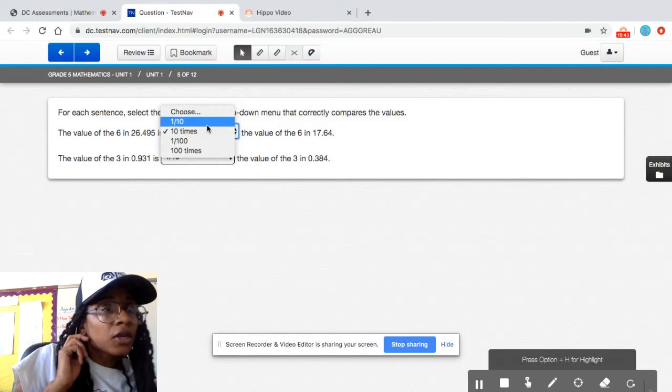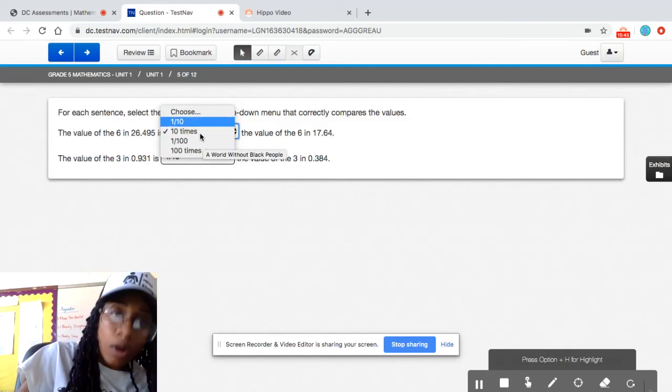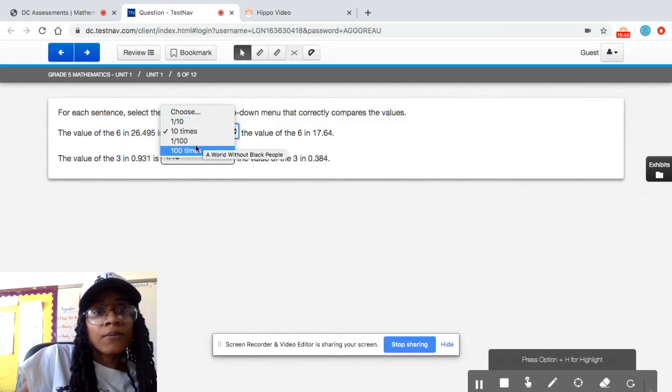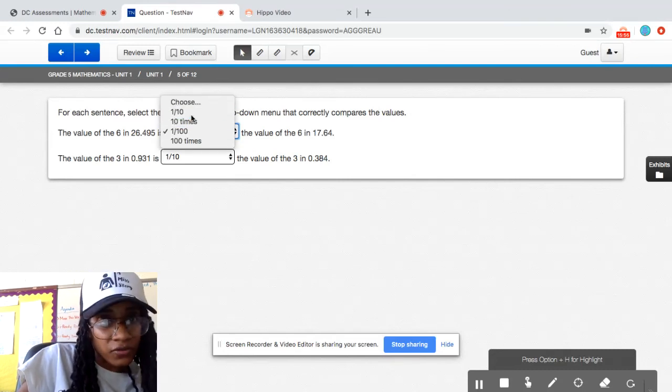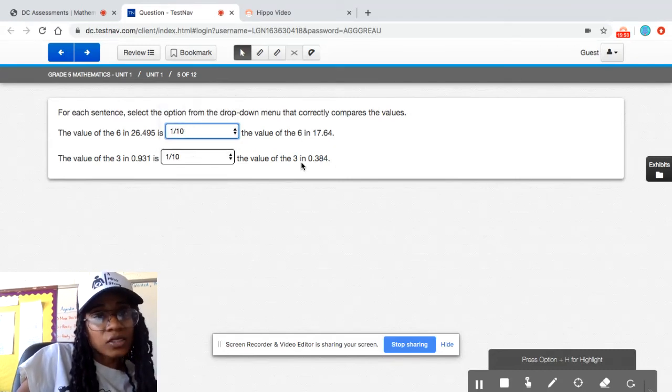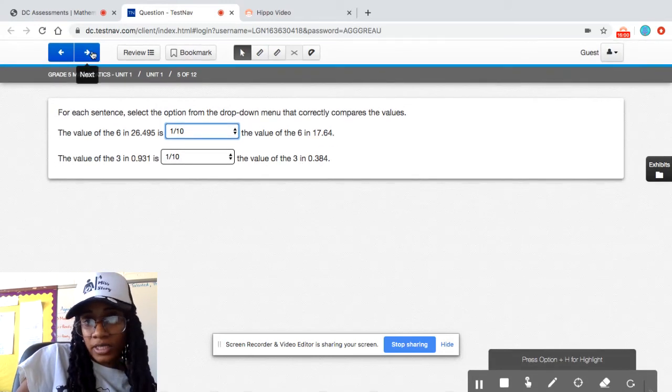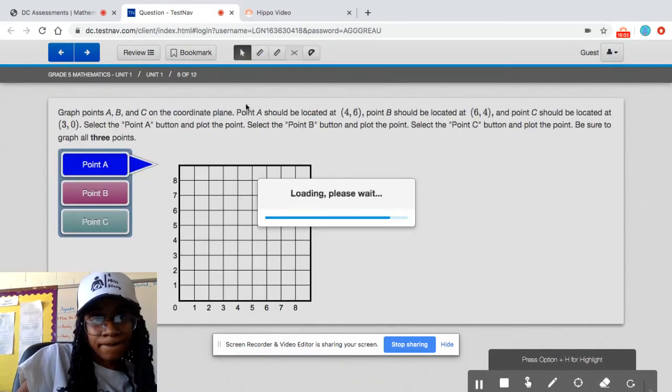Scholars need to be reminded that on problems like drop-down menu, that they have to go back and check it. Like, I know I wanted to say 1/10th, but it says 100th. Okay, so just have scholars pay attention to details, just to minimize their errors.